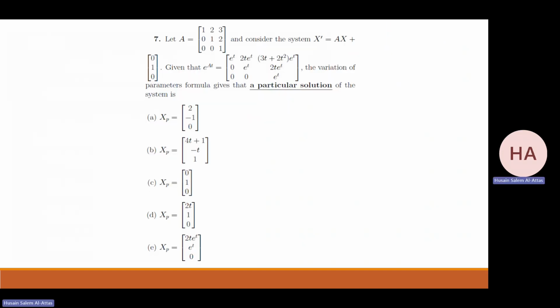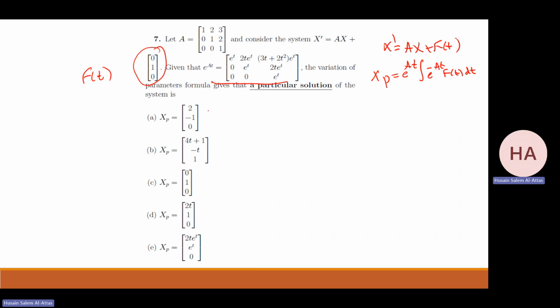Let us equal this and consider this. Given that, this is my x, this is my f of t. Because this is x prime equals Ax plus f of t. He gave me e to the power At, and he wants what? He wants the particular solution. He wants xp. Xp will be what? e to the power At integral e^(-At) f(t) dt.